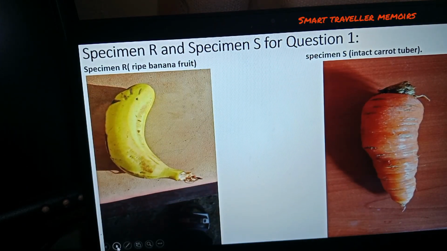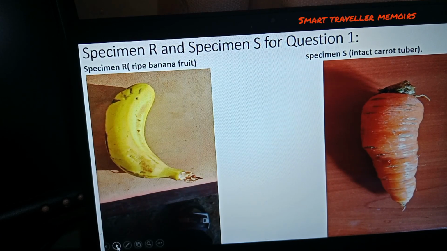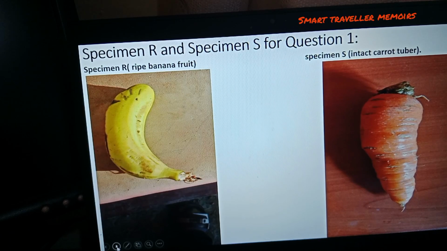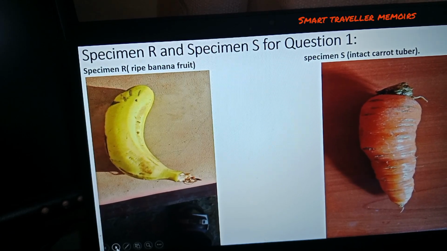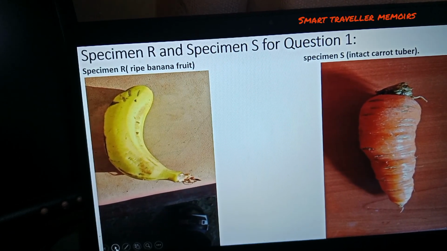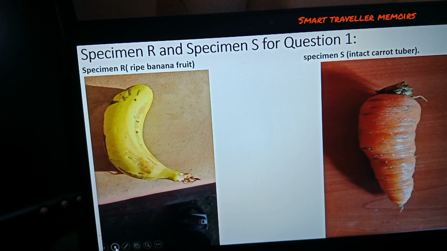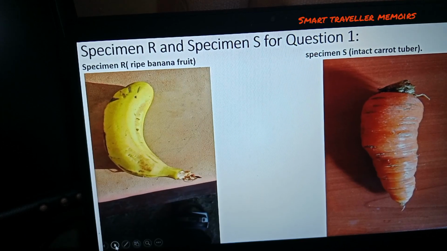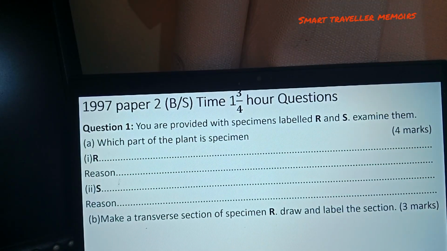So, that is specimen R and specimen S for question 1. All right. You can see the ripe banana fruit and the intact carrot. You can see them, the ripe banana. And so let's come to the questions.